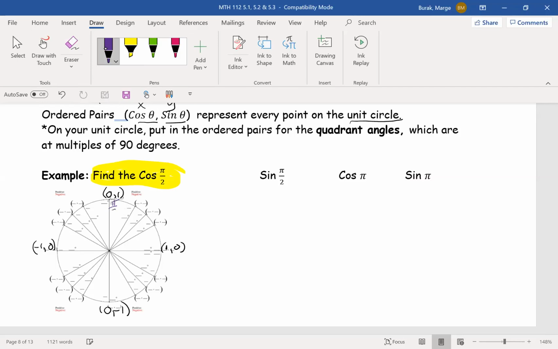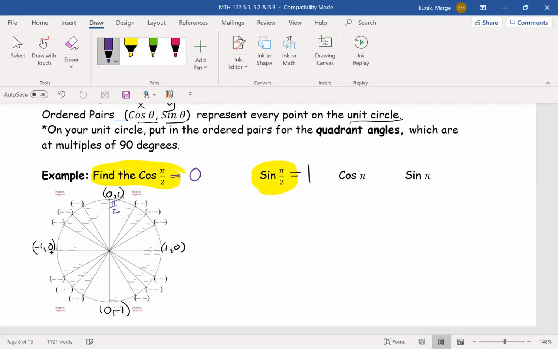Pi over 2. And the cosine is the x-coordinate. So the cosine of pi over 2 is 0, because that's the x-coordinate. And let's find the sine of pi over 2. Well, that's the same place, only it's going to be the y-coordinate. So that's 1.